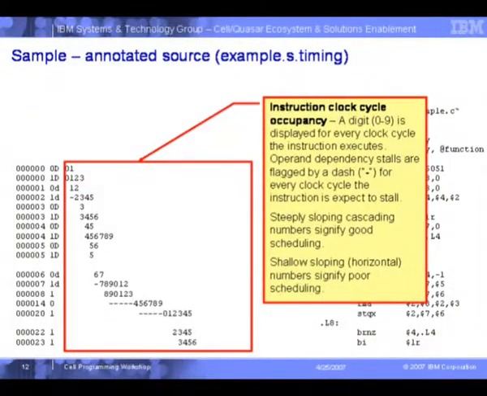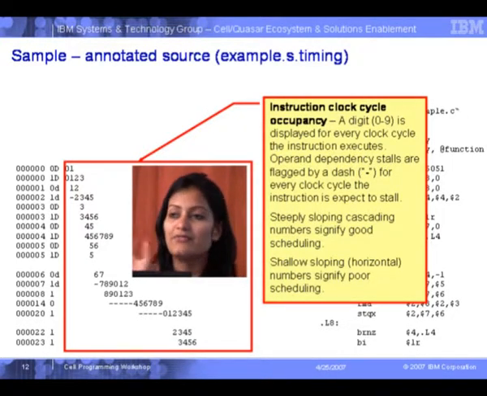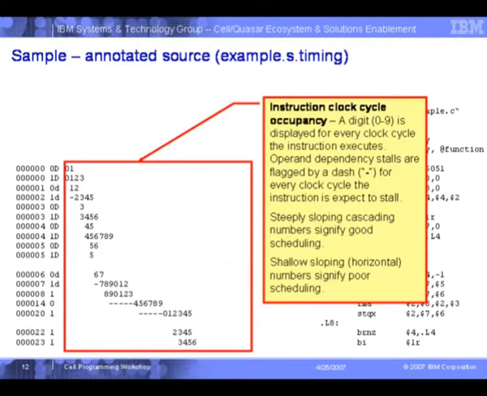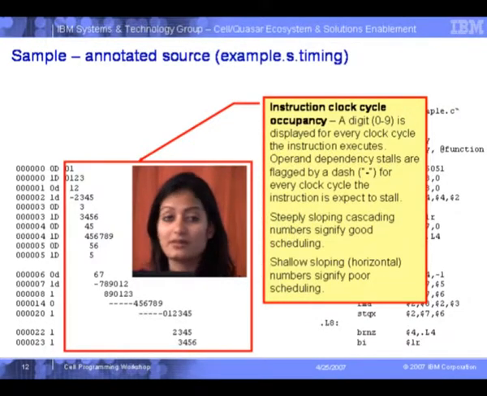Otherwise, you have to see, oh, there are some dependencies now, and try to rearrange and restructure the code so the dependencies are removed. Now let's look at the third column. This is the pipeline instruction clock cycle, which denotes the instruction clock cycle occupancy. So there are different digits, 0 through 9. For every instruction clock cycle there is a digit that will be displayed. And if there is a dash, that means there is a dependency. The instruction is ready to be issued, but it cannot be because there is some dependency with the previous instruction. So there is a stall basically.